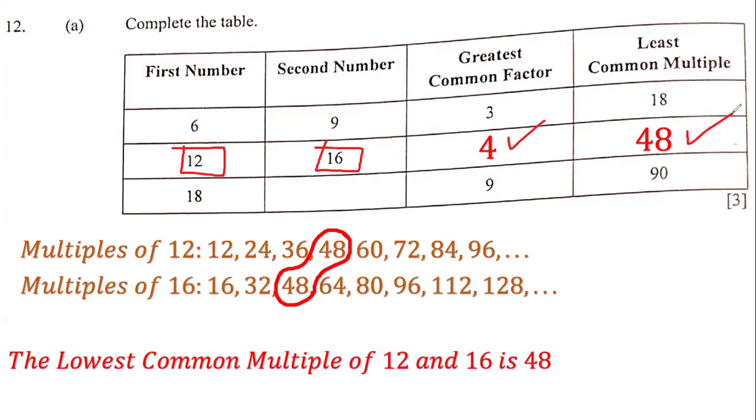Class, do y'all understand this or no? Yes, sir. All right, does this make sense to y'all? Let me know, please. Okay, good. So for the greatest common factor is 4, and the lowest common multiple is 48.